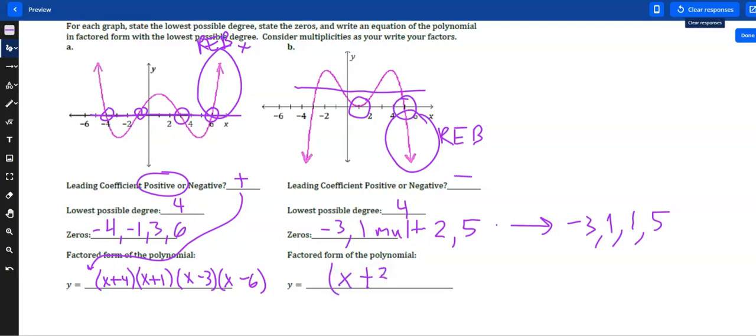So we have x plus 3, that goes with your negative 3. We have x minus 1, that goes with your positive 1, squared. There's your multiplicity. Higher multiplicity than just a 1. And then x minus 5. Now the only thing wrong with this is that the leading coefficient is not negative. So, we'll just put a negative 1 out in front, basically. That'll take care of that. Now, if some kid put a negative 2, I literally probably couldn't argue with that, as long as it was a negative number.